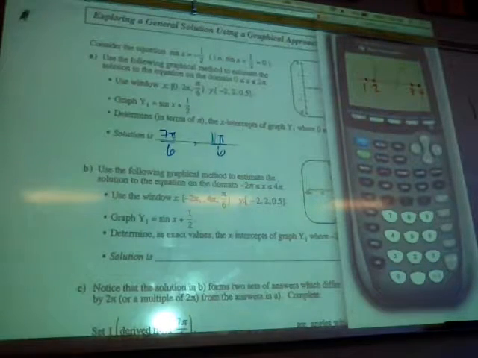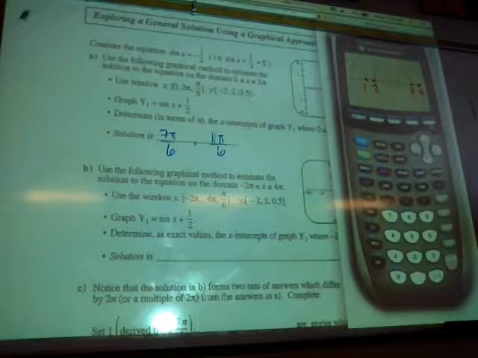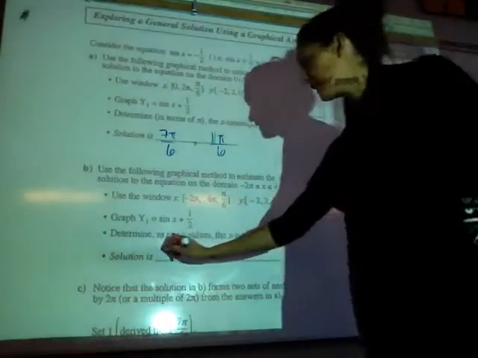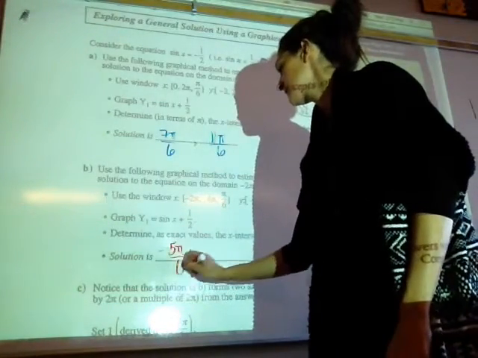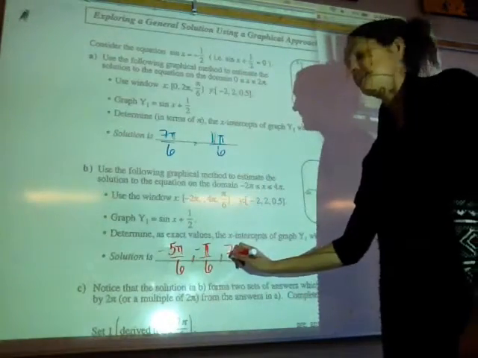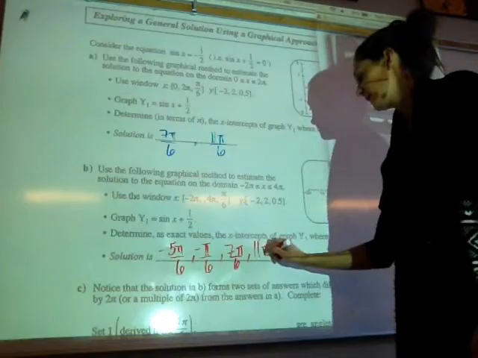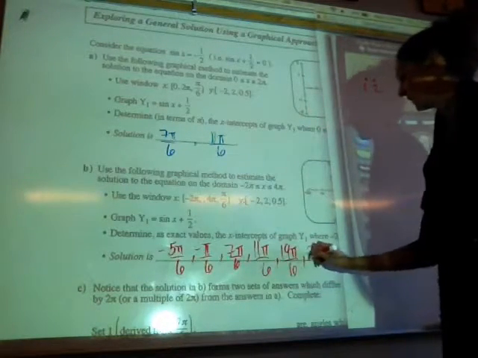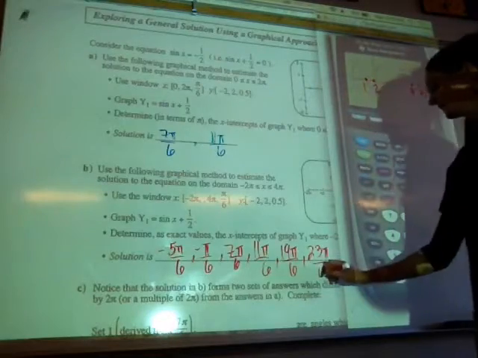And the fifth group, 23 pi over 6. 23 pi over 6. Okay, so let's just record our solutions. We had negative 5 pi over 6, negative pi over 6. Don't forget that we originally had 7 pi over 6, 11 pi over 6, 19 pi over 6, and 23 pi over 6.